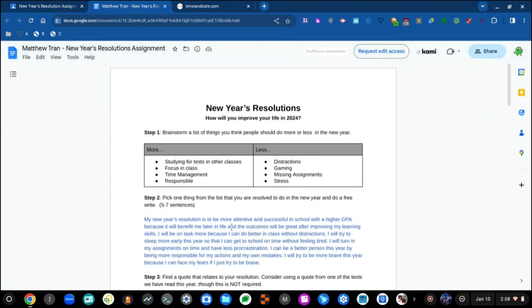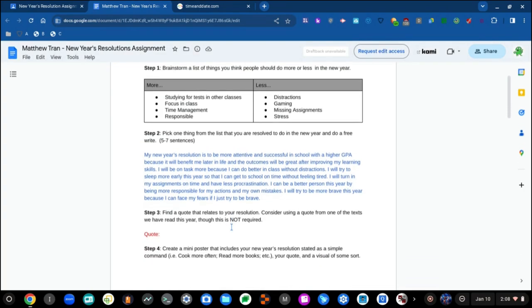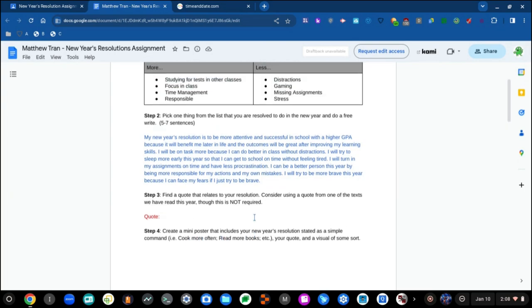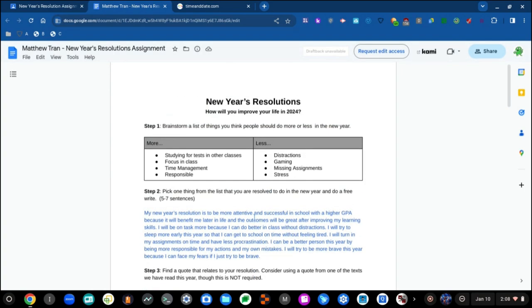Okay, and then for this part, your New Year's resolution stated as a simple command, like cook more often, read more books. What is your New Year's resolution? You could say, because I know there are so many great ideas in here, right? But overall, what is the main idea? What's your main resolution? Yes, just be more attentive. Be more attentive? I like that.